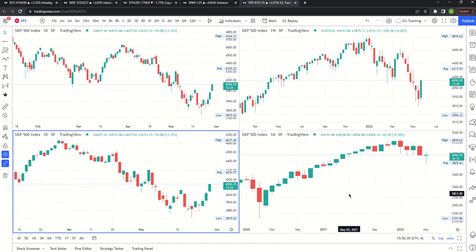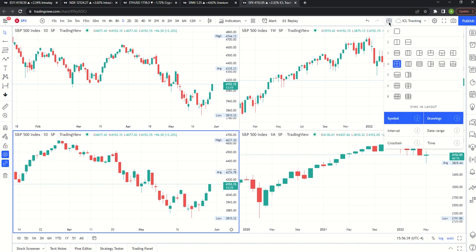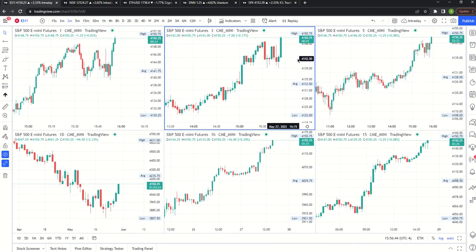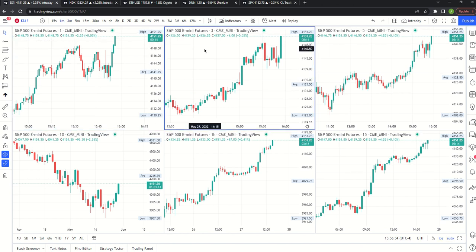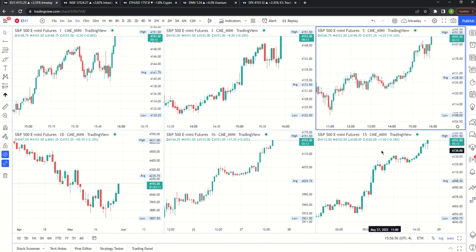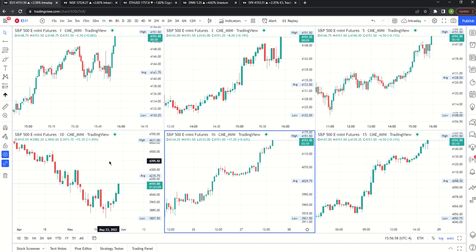I would really encourage you, log into TradingView yourself or any platform you want to use, and try to set this up. You can set this up like this. There's a grid. For some of my live trading, I like to do 6 panels. So this is the futures, and these are smaller time frames because I was trading on a smaller time frame. So this is the 1 minute chart, 3 minute chart, 5 minute chart, 15, 1 hour, and 1 day.